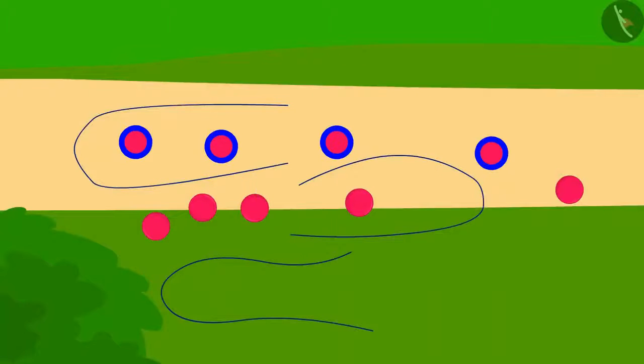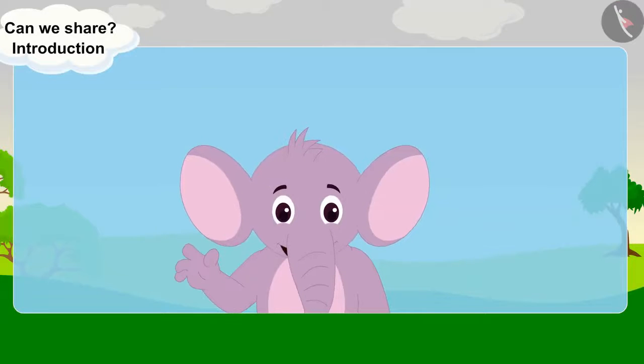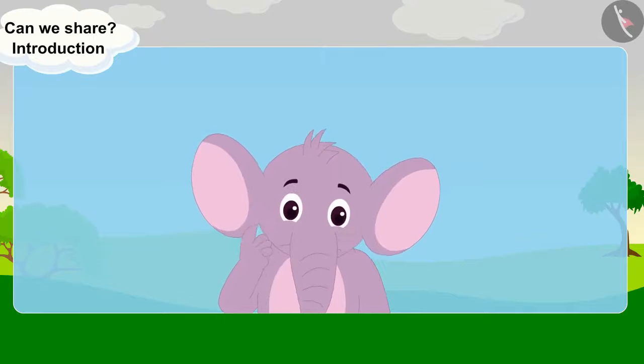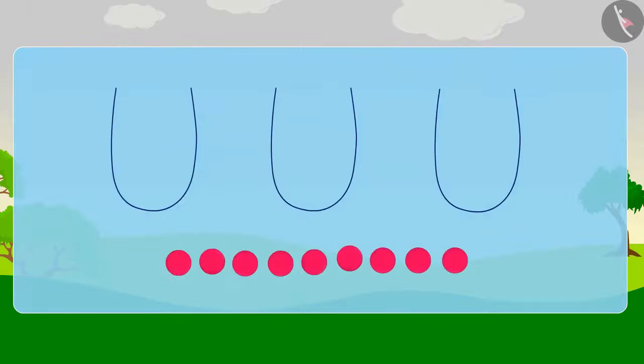Appu had a total of 9 pearls in his 3 necklaces. Can you help Appu make 3 necklaces with equal pearls again? Let's do it together. First, we will put 1 pearl in each necklace. Now, we have 6 pearls left.